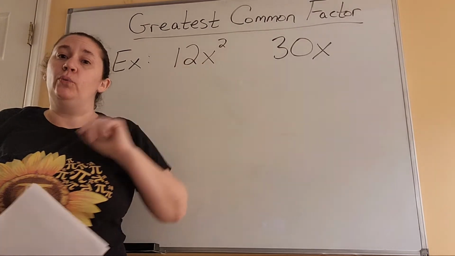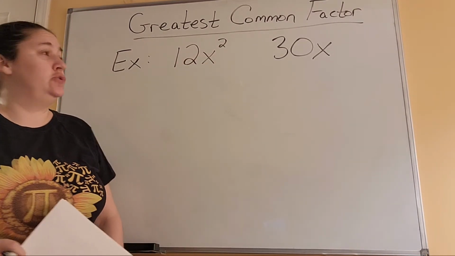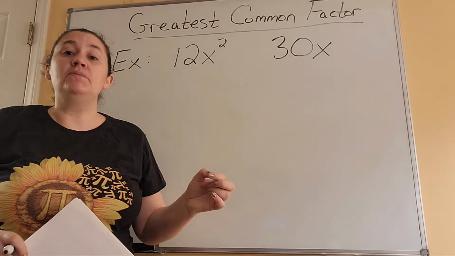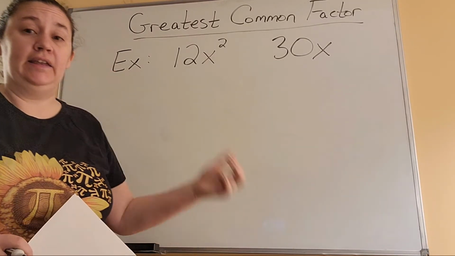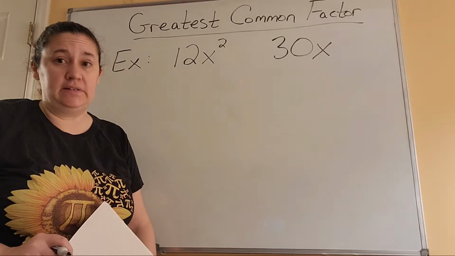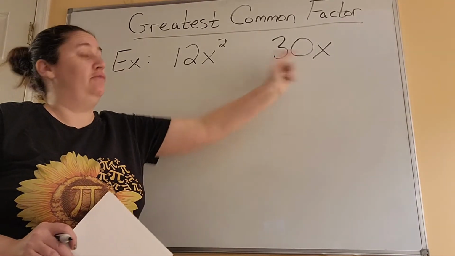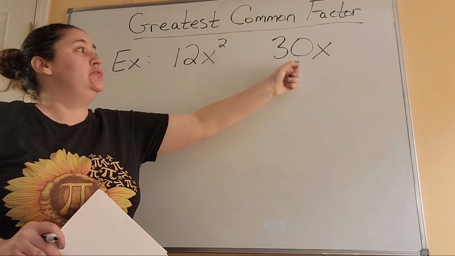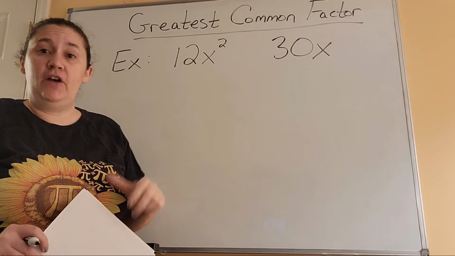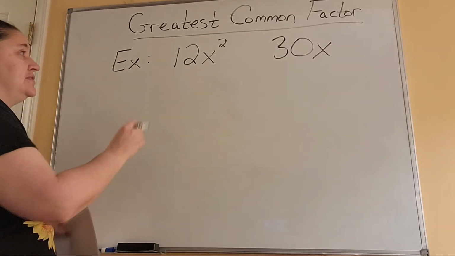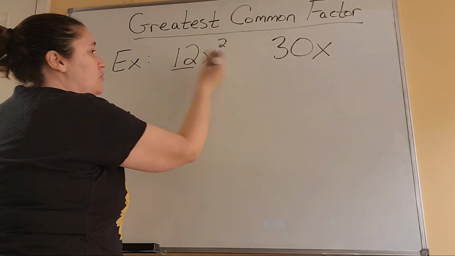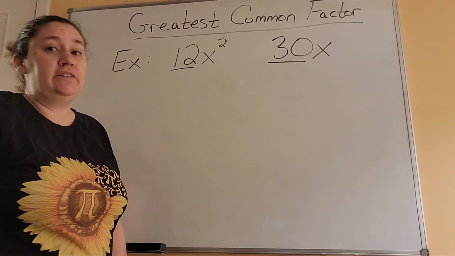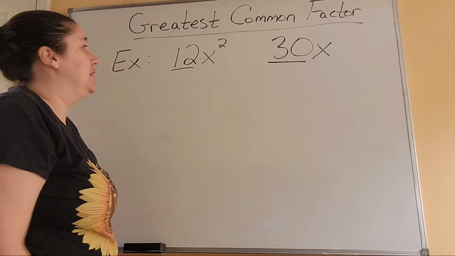We are going to find the greatest common factor of these two terms. So now, our problems are a little harder than they were back in past math classes. Our problems today are going to involve variables. To find the greatest common factor of these two terms, first we find the greatest common factor of just the numbers. This is the number 12. This is the number 30. Let's find the greatest common factor of those things.